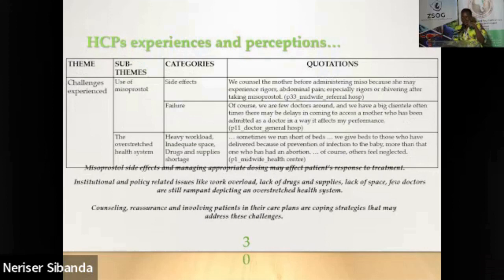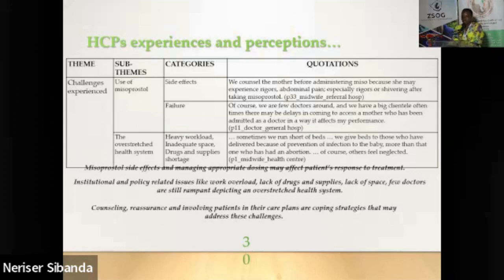Still from the healthcare providers' views, we saw that misoprostol side effects and managing appropriate dosing actually affected patients' response to treatment, because when patients experienced side effects, some of them would actually pretend to put the drug under their tongue, and when the provider would go out, they would remove it. This was an effectiveness study. So we chose effectiveness because we wanted to mimic the real clinical situation, that transiting from the RCT, if we went into actual practice, what would the response be?